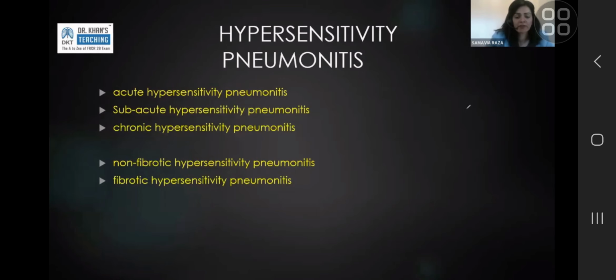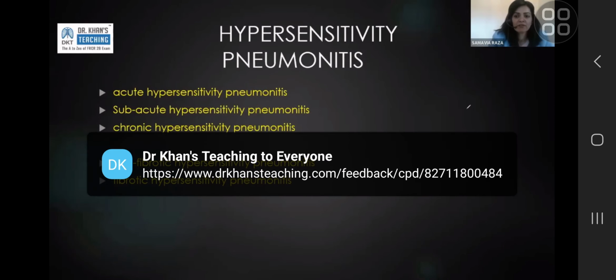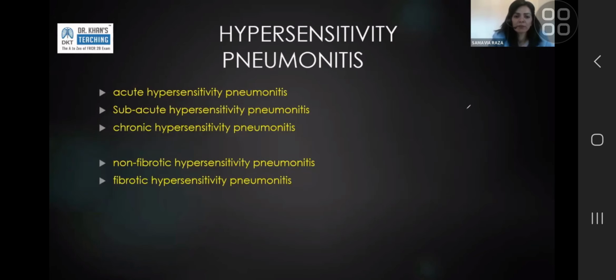Things take time to filter into the general radiology population from subgroup or subspecialty. So for now, if you're describing it for a scan, for a referrer as a general radiologist, stick to the more basic classification that is more common, which is acute, subacute, and chronic. Acute and subacute, by definition, are non-fibrotic. By definition, they are reversible.